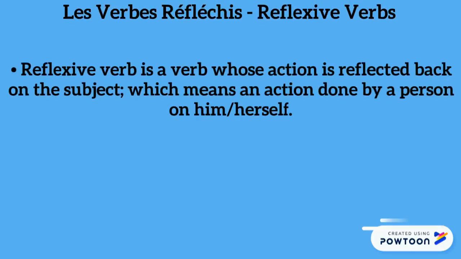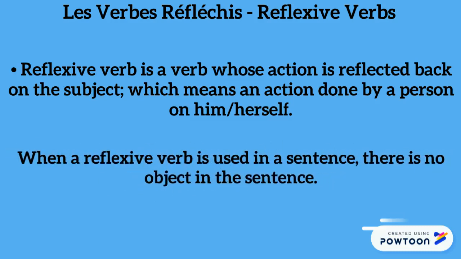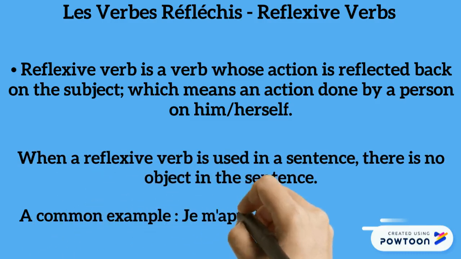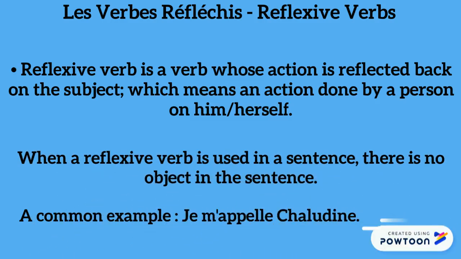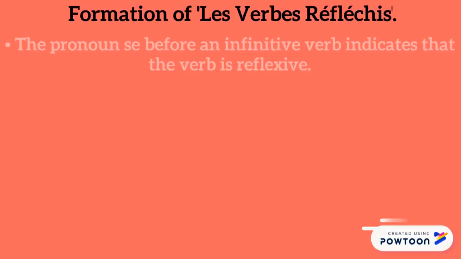Reflexive verb is a verb whose action is reflected back on the subject, which means an action done by a person on himself or herself. When a reflexive verb is used in a sentence, there is no object in the sentence. For example, Je m'appelle Claudine. The pronoun se before an infinitive verb indicates that the verb is reflexive.